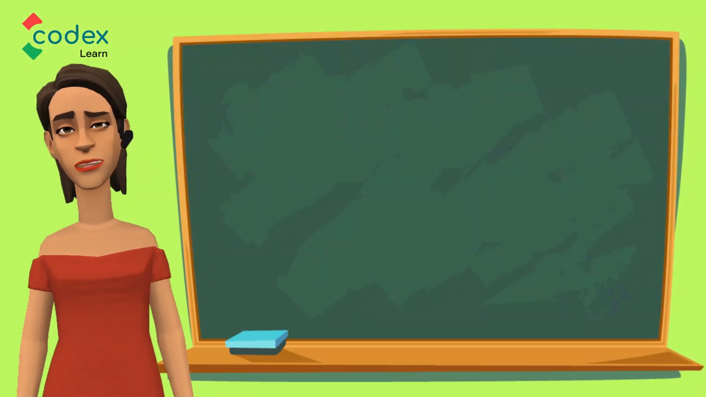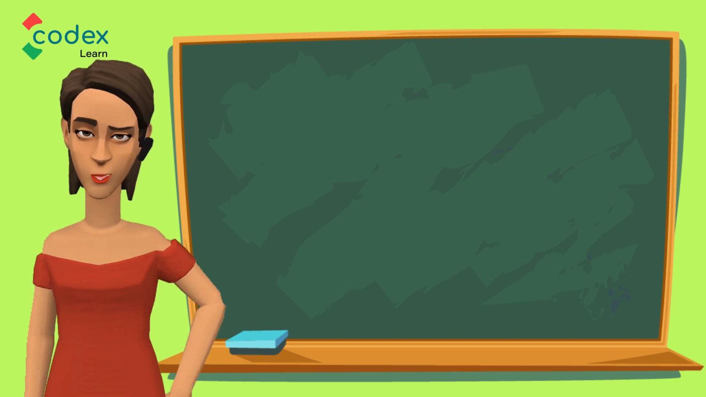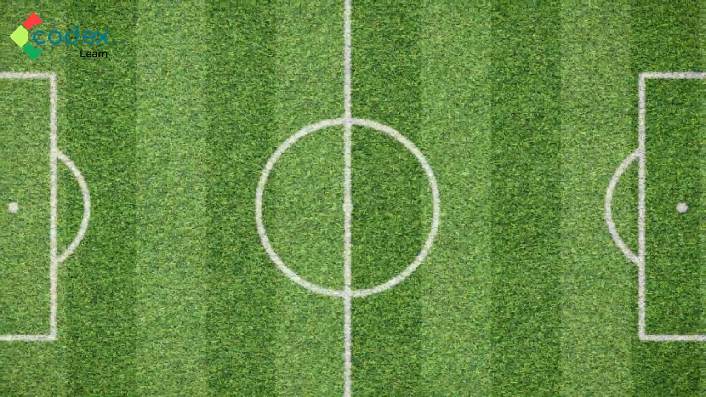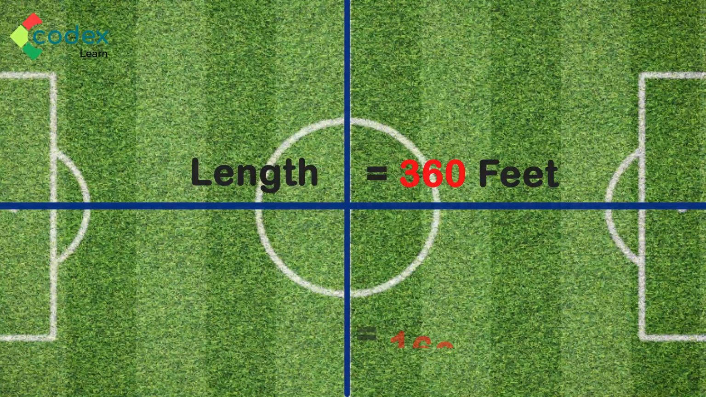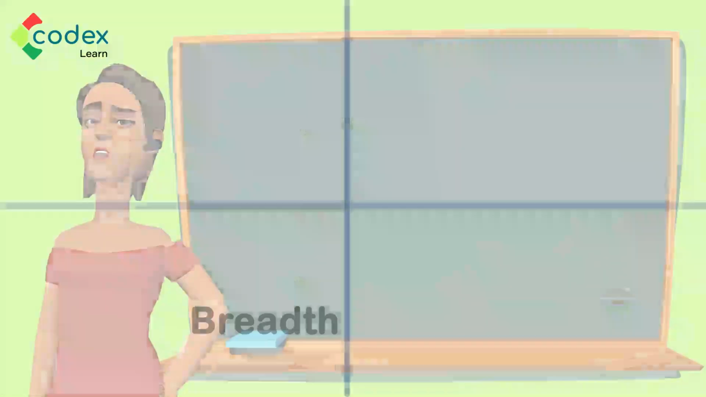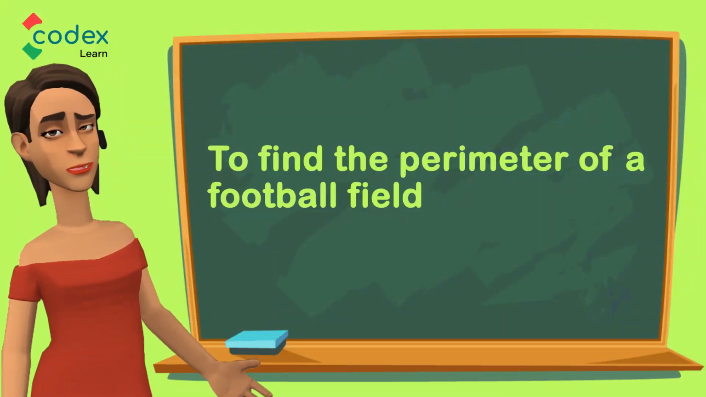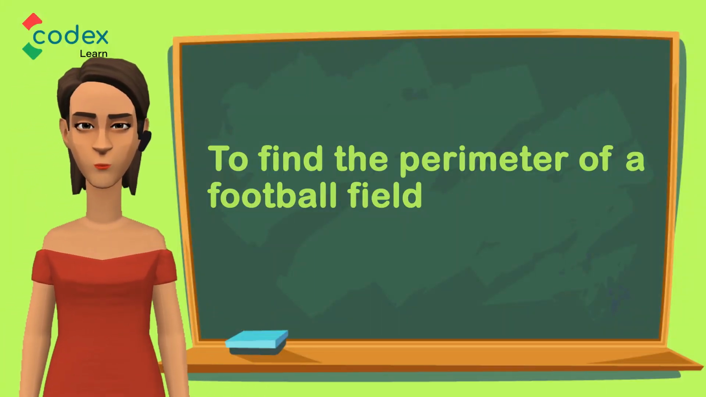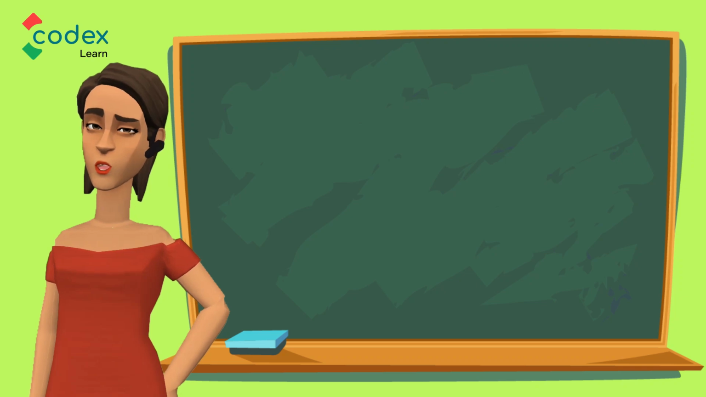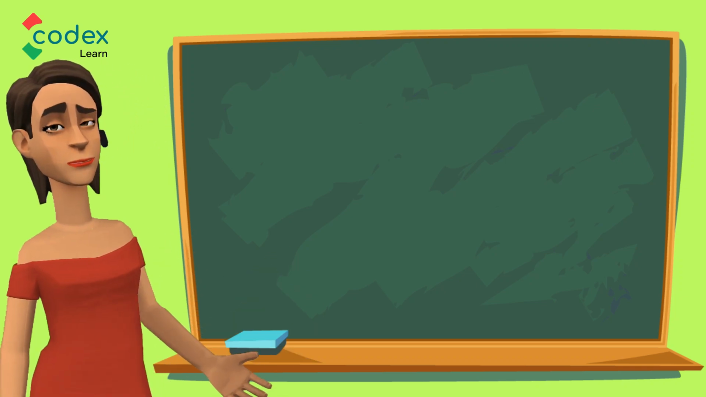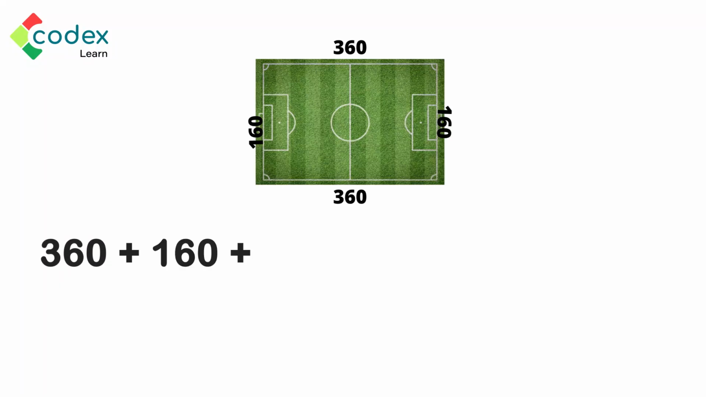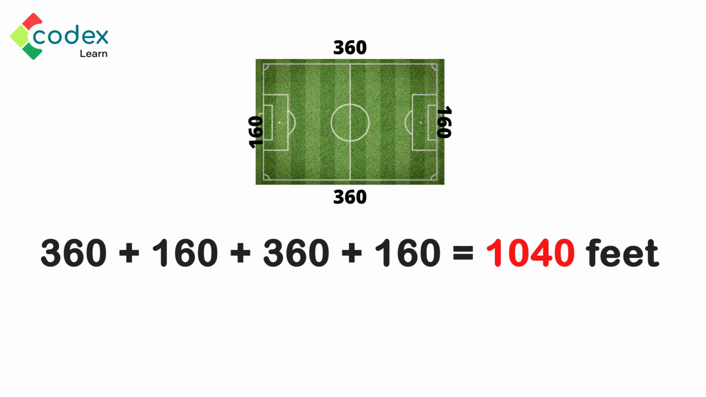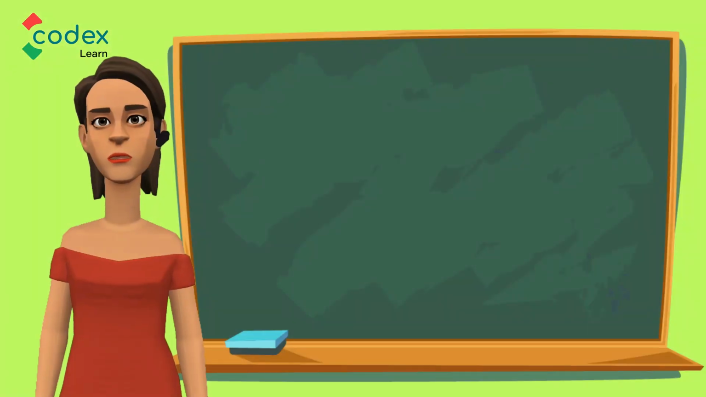It's about 360 feet long and 160 feet wide. This means that the length of the football field is 360 feet and the breadth is 160 feet. To find the perimeter of the football field, we added the values of all the sides, which includes 2 lengths and 2 breadths. So, the perimeter of the field is 360 plus 160 plus 360 plus 160, which equals 1040 feet. Let's think about more examples.